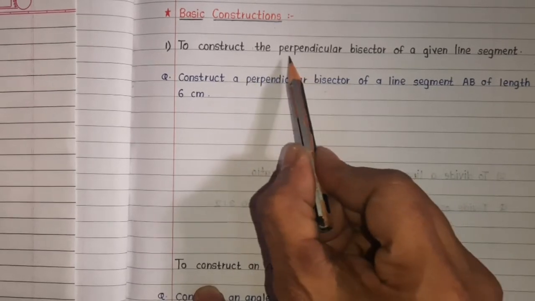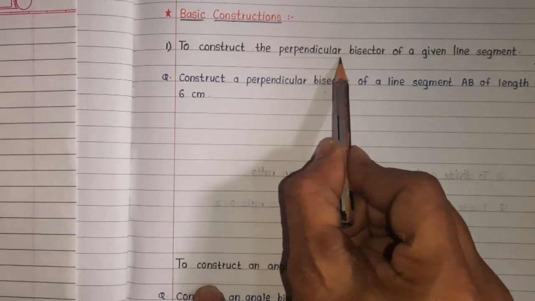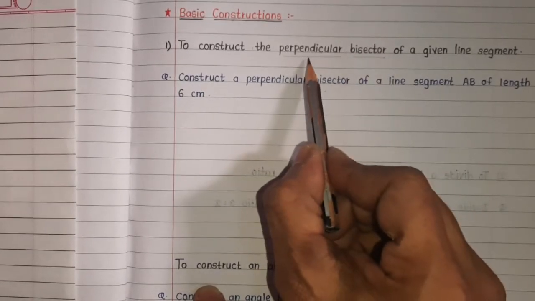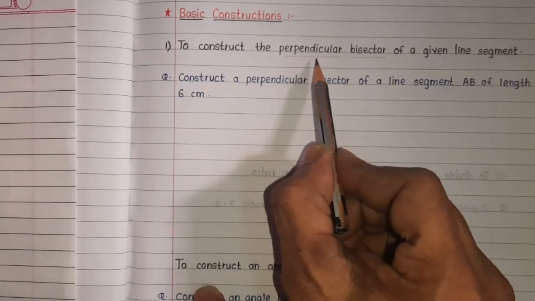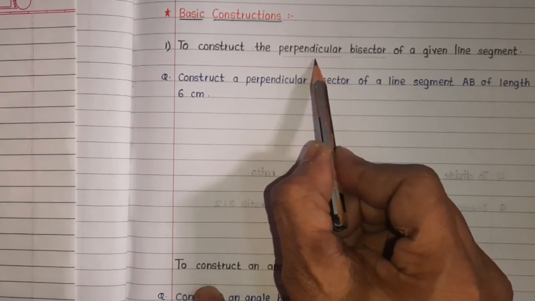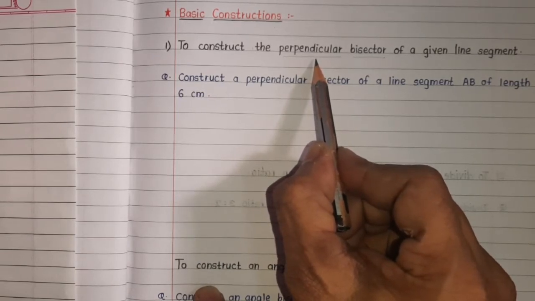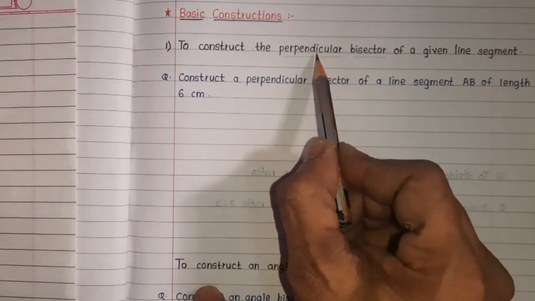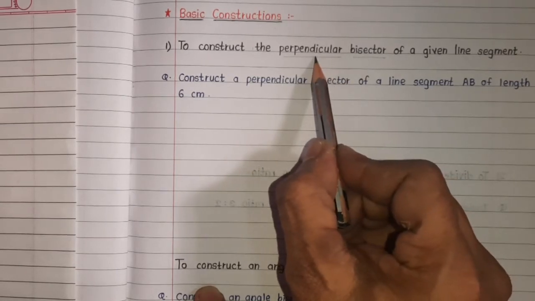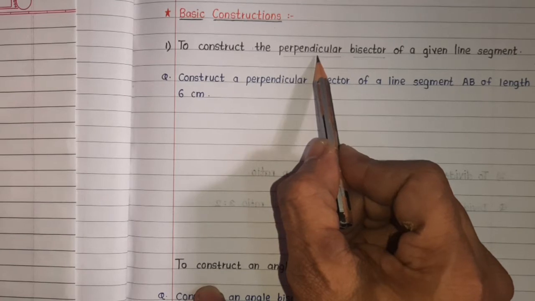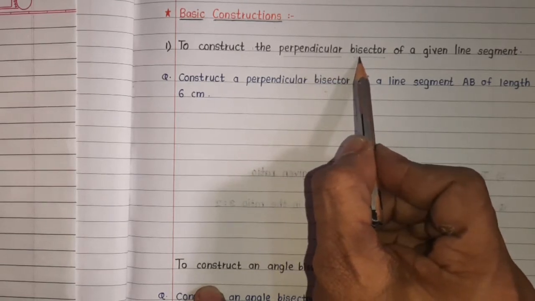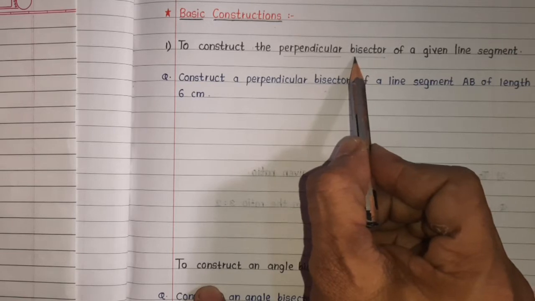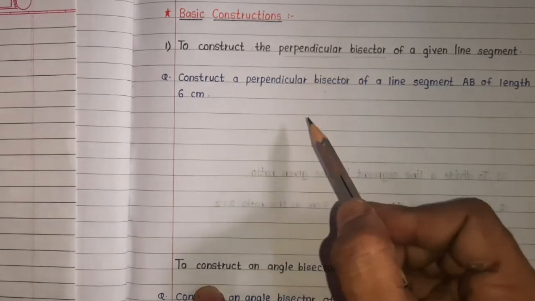First of all, see the meaning of this perpendicular bisector. Perpendicular means that at the point of intersection the angle should be 90 degrees, and second, bisector means that the segment is divided into two equal parts. Therefore, the angle at the point of intersection must be 90 degrees, and the segment is bisected into two equal parts. Now, how to construct this?